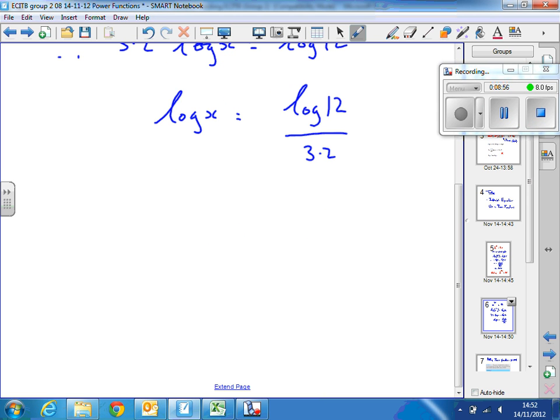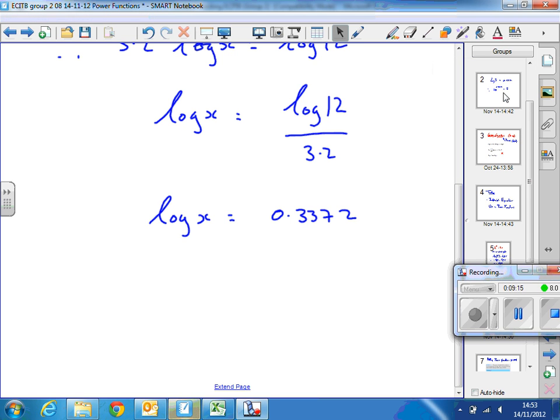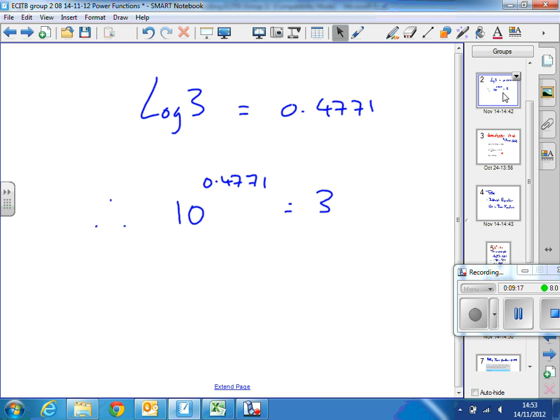So the log of x is 0.3372. Now we just have to remind ourselves what logarithms are, and if you remember at the beginning of today I wrote down an example of the logarithm. If the log of 3 is 0.4771, then 10 to the power 0.4771 gives me back my 3.